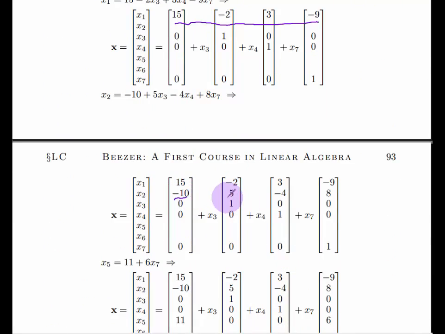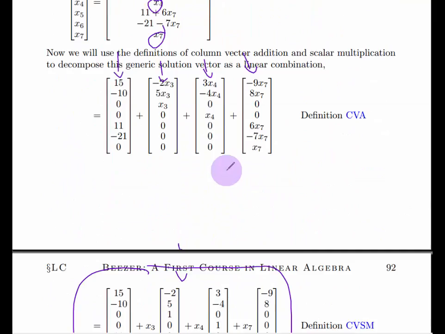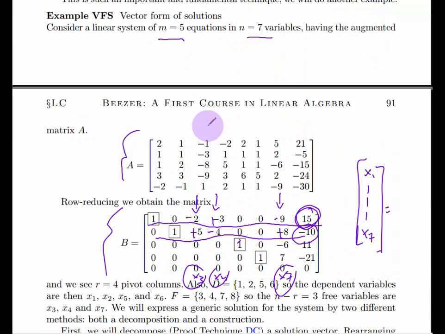All right, minus 10, 5, minus 4, 8. Right? So it looks like we're good. Okay, let's look at the x5. If we go up here, x5 should be what? Here's the augmented form. All right, x5 is the one over here.